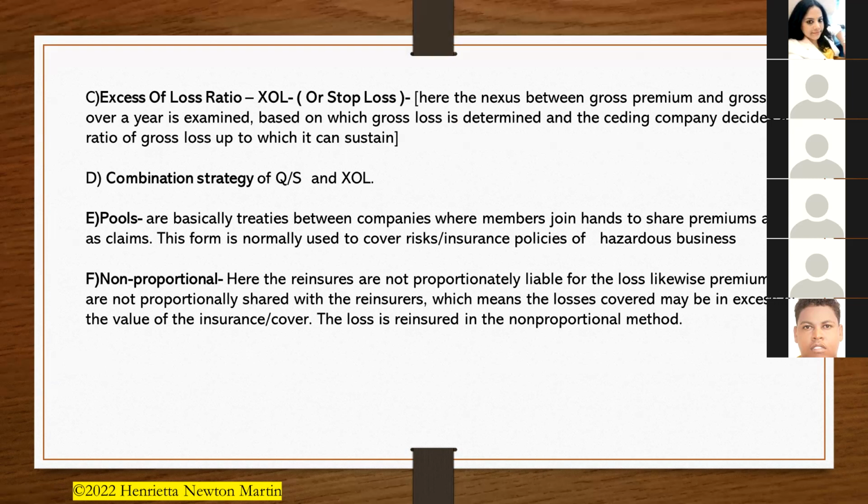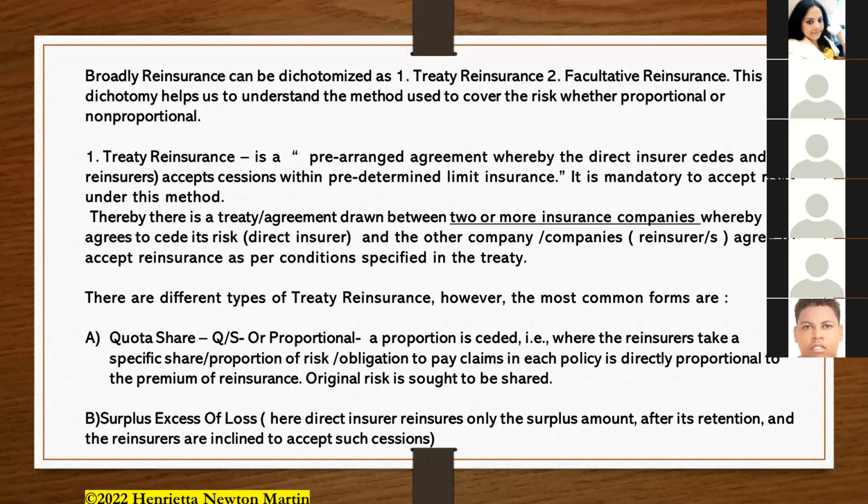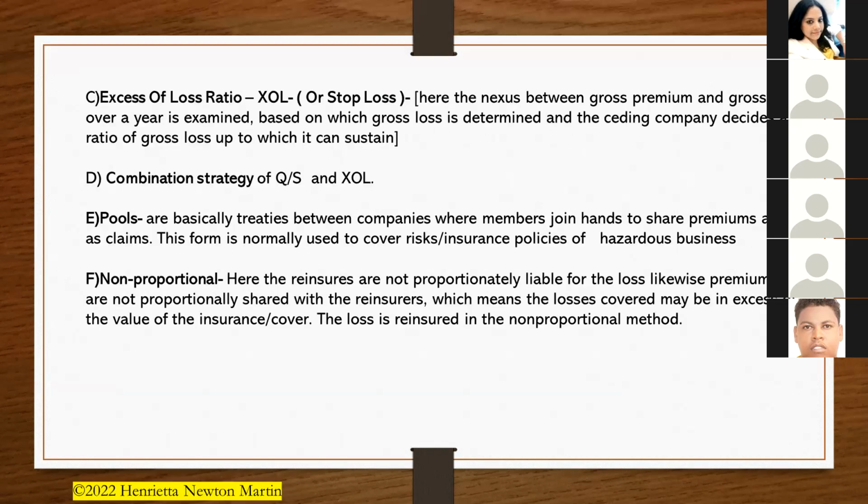Next is combination strategy, that is a combination of QS and XOL. It uses the principles of both, that is quota share, where a proportion is ceded, along with excess of loss ratio. Next is pools. Pools are basically treaties between companies where members join hands to share premiums as well as claims. This form is normally used to cover risks or insurance policies of hazardous business.